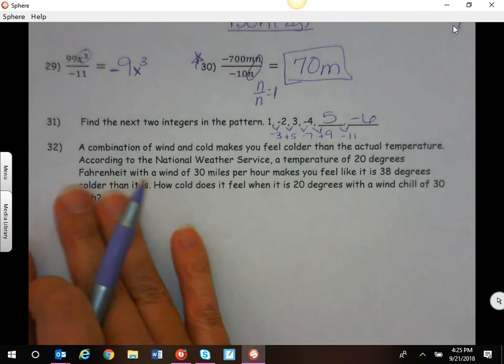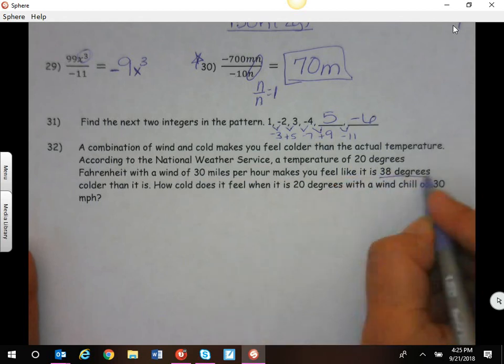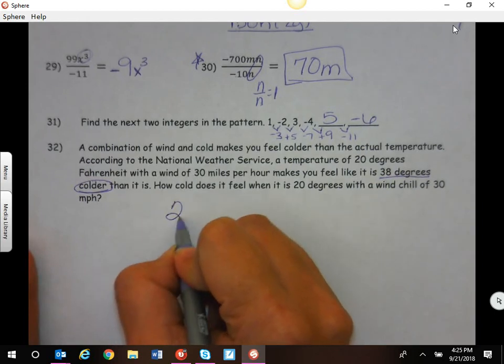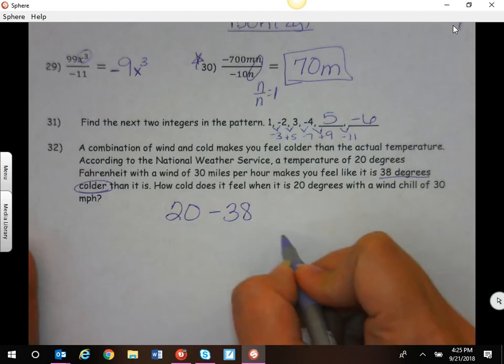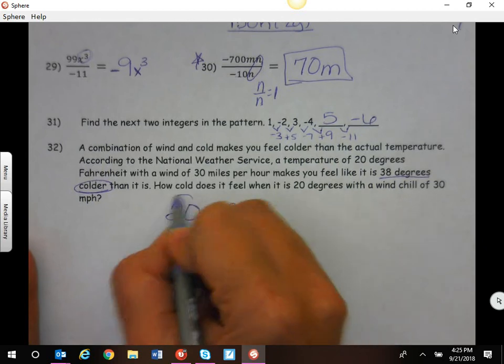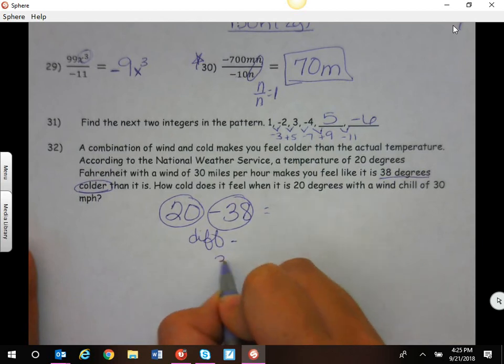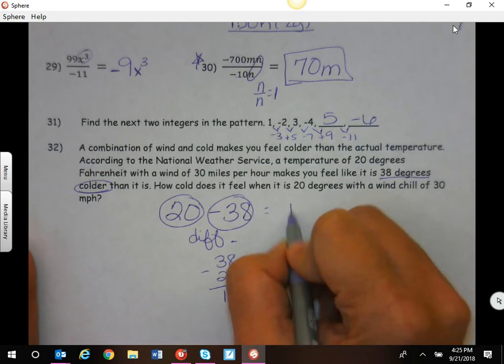If it's 20 degrees with a 30-mile-an-hour wind chill, it feels like it's 38 degrees colder. Colder meaning this is less than. It's going to go down. So this is 20 degrees minus 38 degrees. They were different. So we subtracted. And we had more negatives.